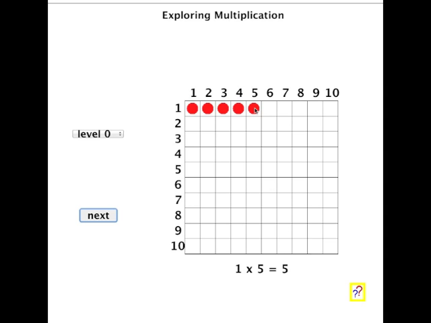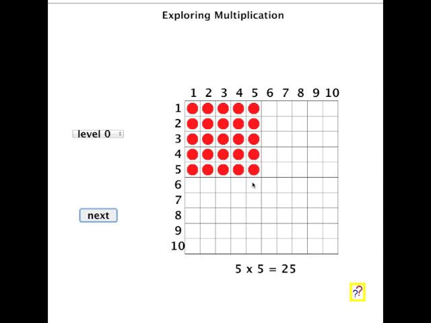The numbers are 5, 10, 15, 20, 25, 30, and so on. So there's a clear pattern here. The final digit of the answers goes 5, 0, 5, 0, and so on. Let me keep going so you can see it.